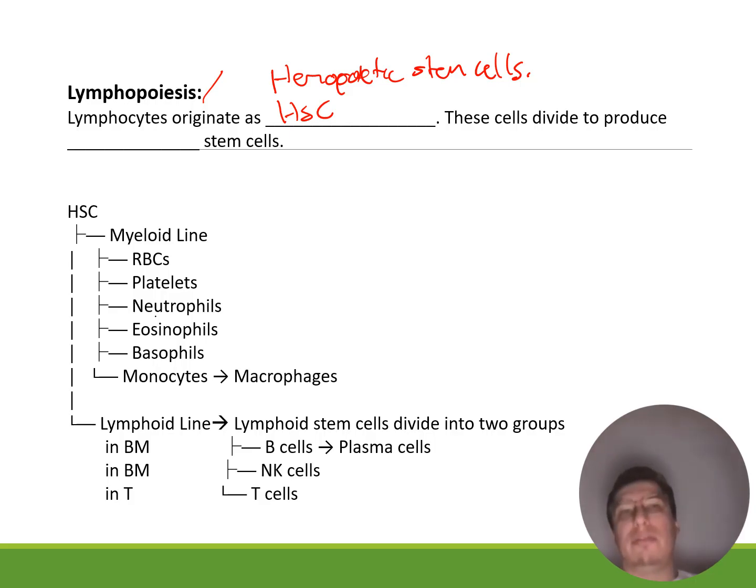So again, lymphopoiesis, the creation of those lymphocytes, starts in the bone marrow, and it starts with the hemopoietic stem cells. These cells divide and they produce lymphoid stem cells.